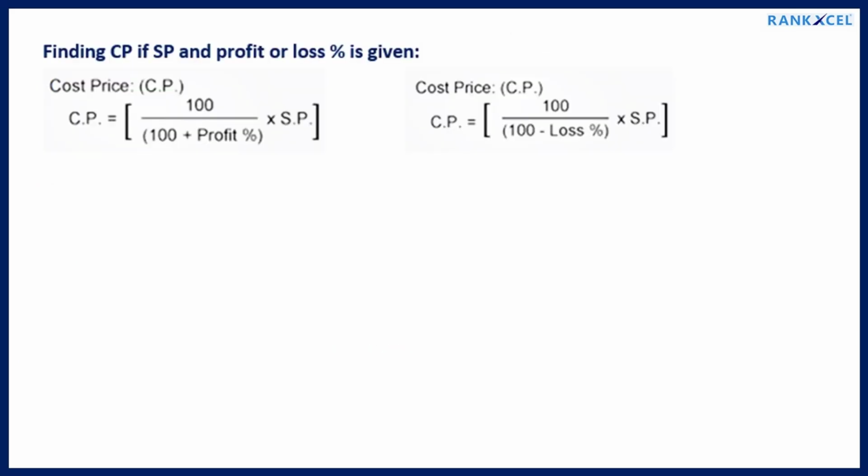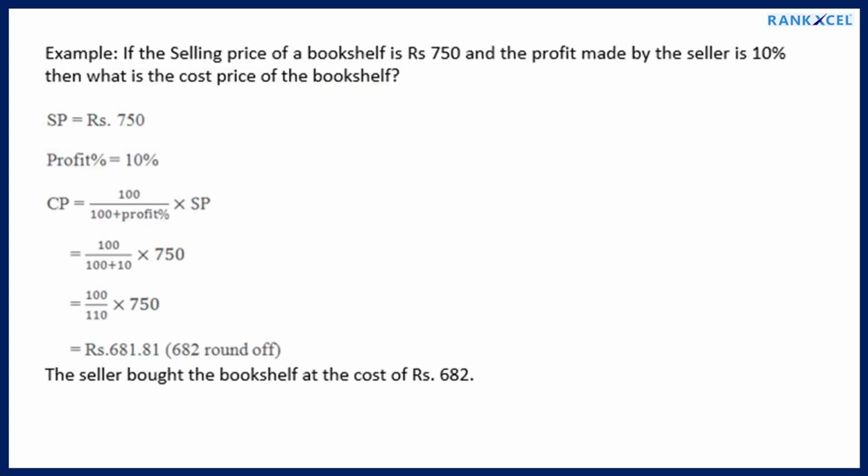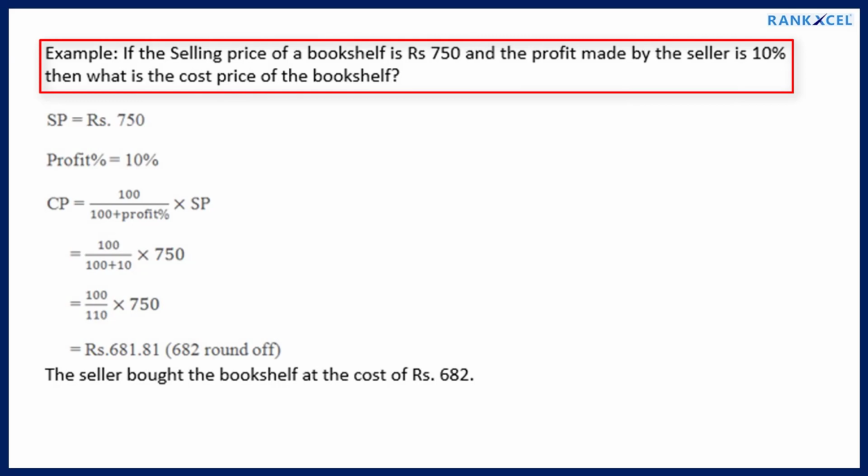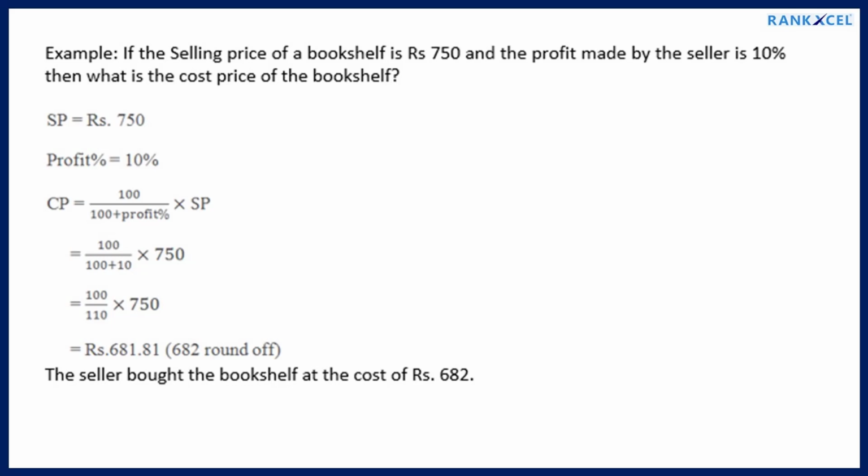Finding CP if SP and profit or loss percent are given. Example, if the selling price of a bookshelf is Rs 750 and the profit made by the seller is 10%, then what is the cost price of the bookshelf? The seller bought the bookshelf at the cost of Rs 682.